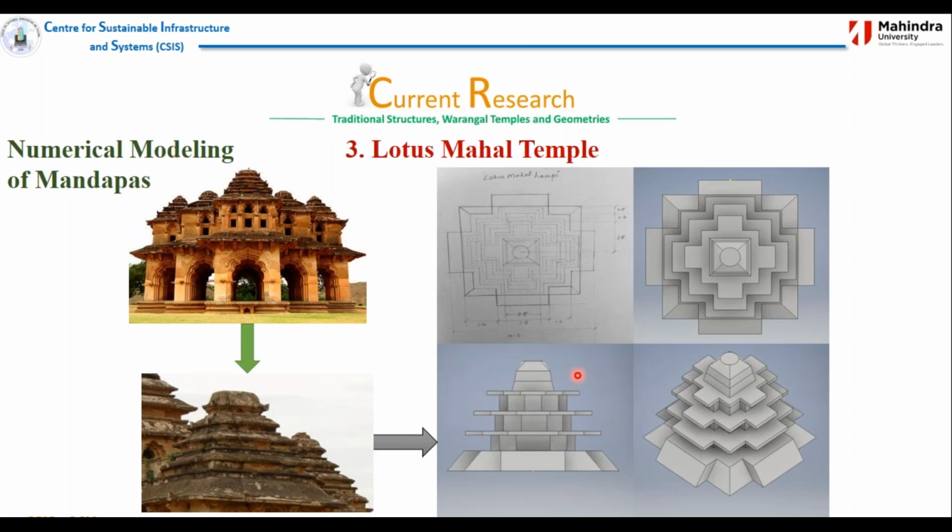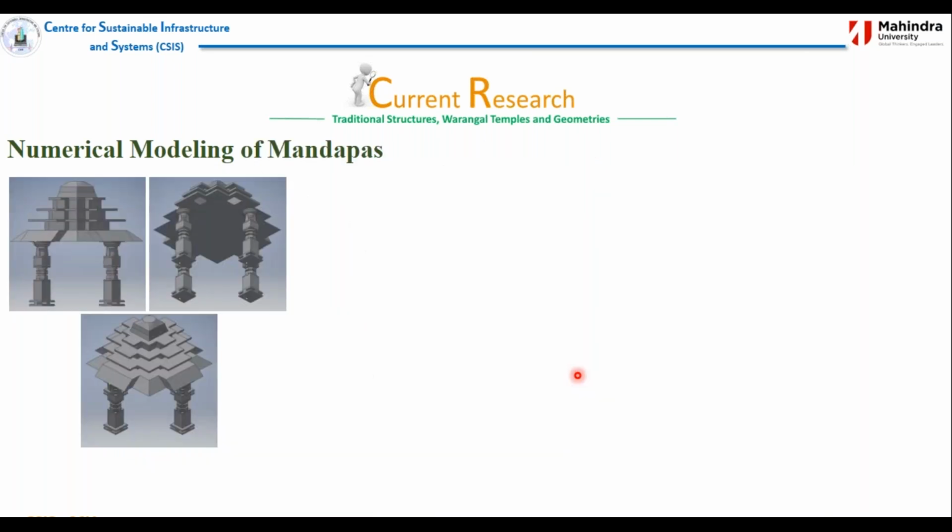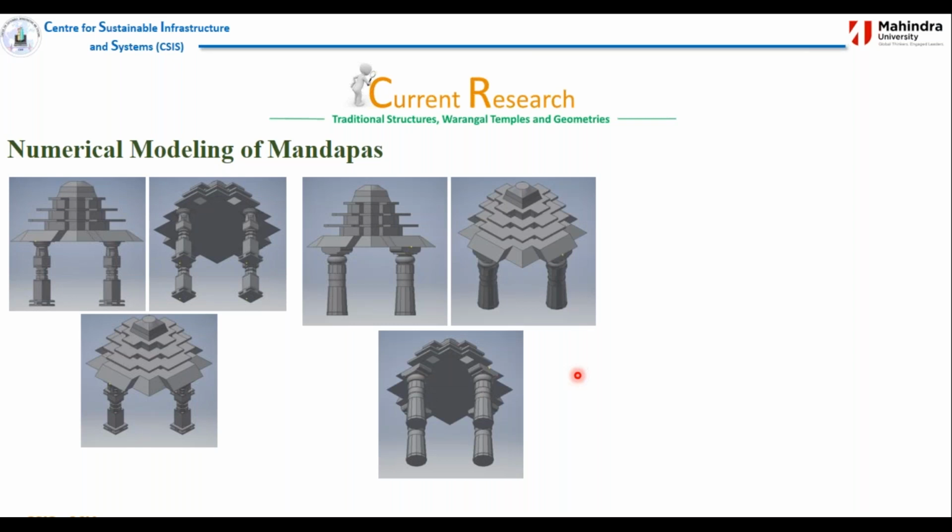But again, the only point of all this modeling is one reason: when we model all this, how could they have placed all this in layers, or is it actually made of a single stone? That is what we were trying to understand. This is made of stone bricks, and the finishing was also lime. You can see it in this picture. And this is the numerical modeling of mandapas.